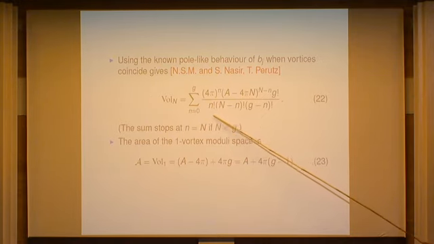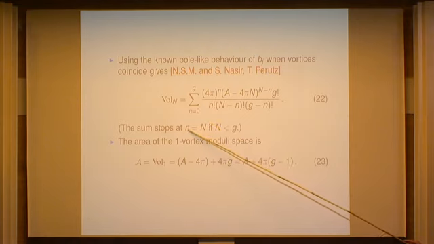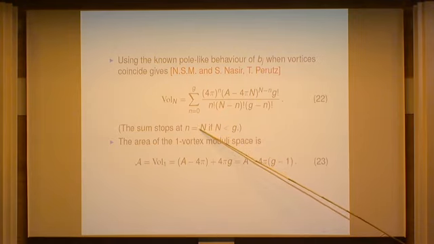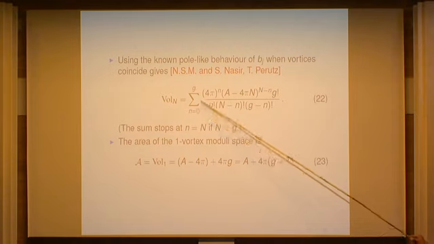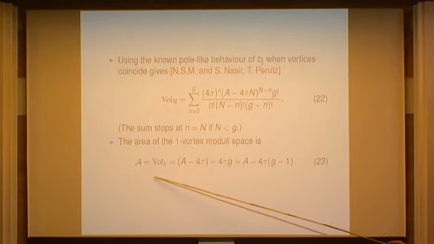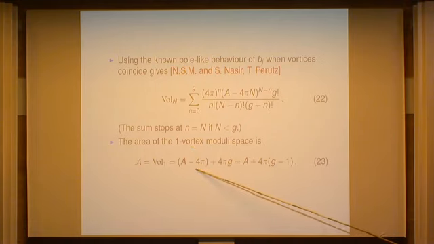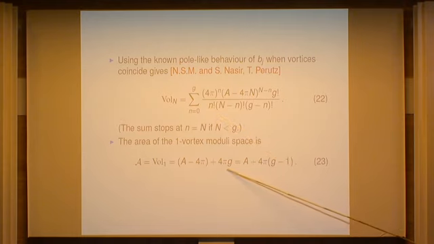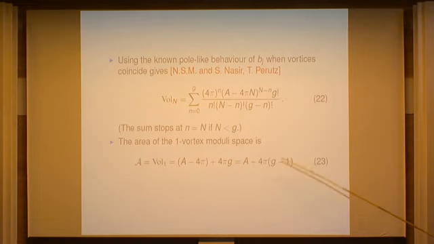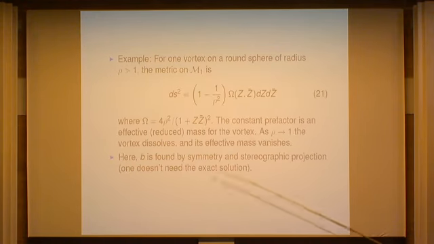Sorry, it depends on the genus, but the sum stops at little n equals capital N if capital N is less than G. So if there's only one vortex, there are 2 terms. There's the n equals 0 term and the n equals 1 term. And this is the area. That's the leading term from little n equals 0, and that's the term from little n equals 1, and when you add them up you get this. So this is the area of the one vortex moduli space, and that's exact. And for example, it agrees with this example.